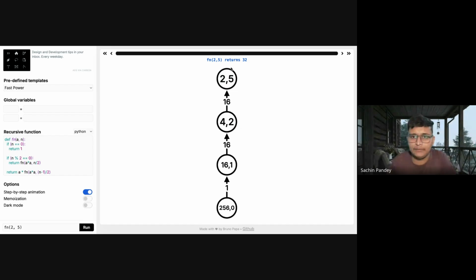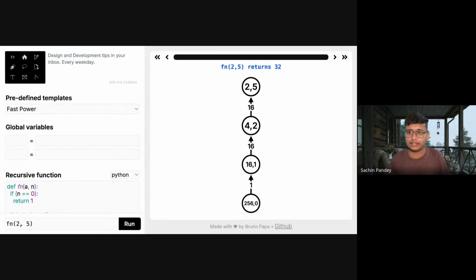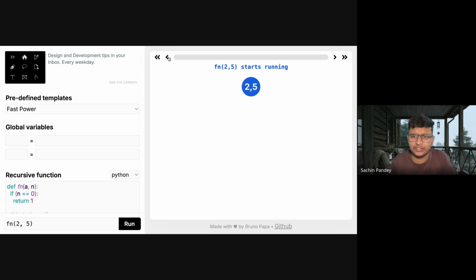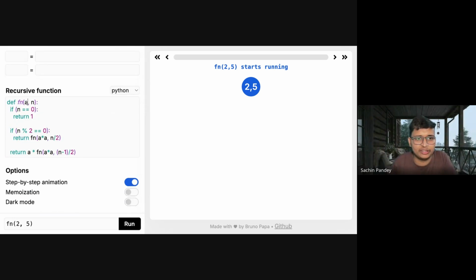If you're not able to see, I'll try to zoom it a bit. Yep, I've zoomed it. It's just a visualization tool so that you understand it. So 2 to the power 5 we have to calculate. A is equal to 2, n is equal to 5. Is 5 equal to 0? No. Then we check 5 modulo 2, which basically asks whether 5 is even. No, it is not even. Then what will we do? Then we'll call this.